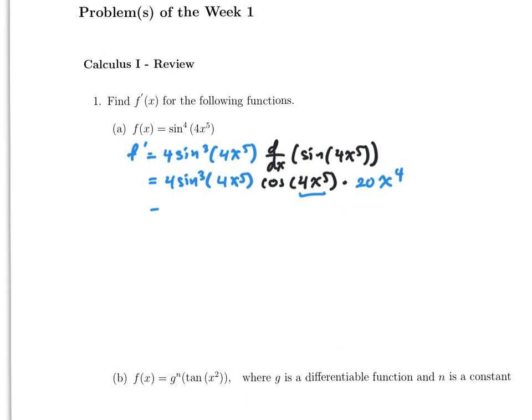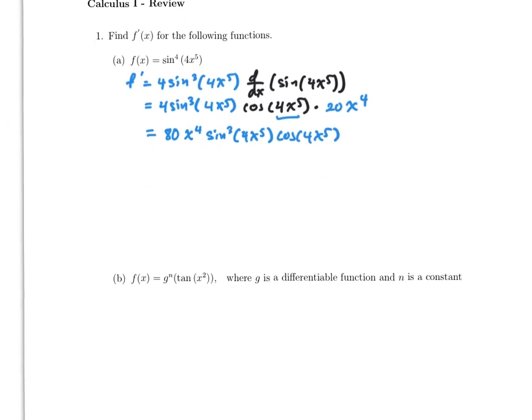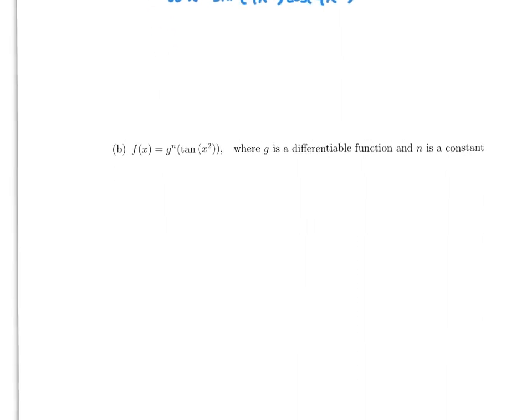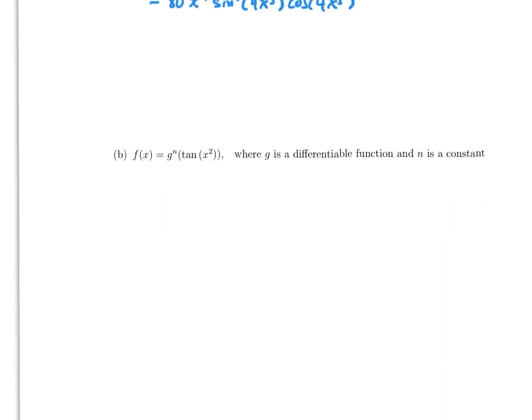So finally, if you simplify all of this, you will end up with 80 x to the 4 sine cubed of 4x to the 5th times cosine of 4x to the 5th. So essentially, you have to apply the chain rule twice here. Now, part B is pretty similar. It's also the chain rule only, though there is no product rule here either.